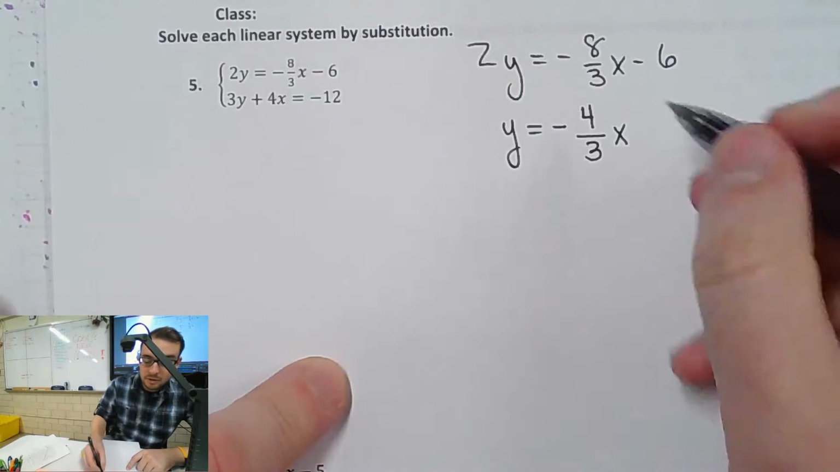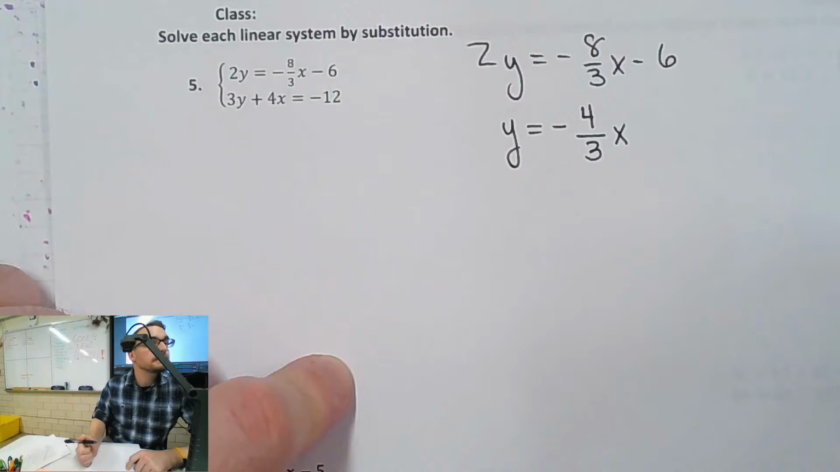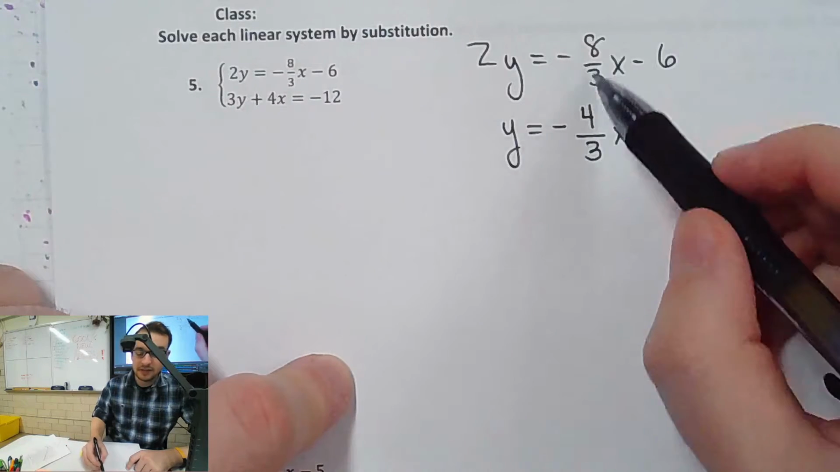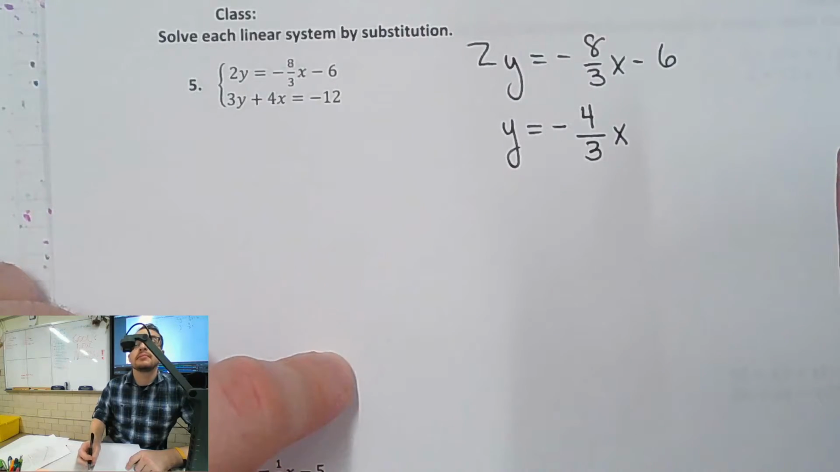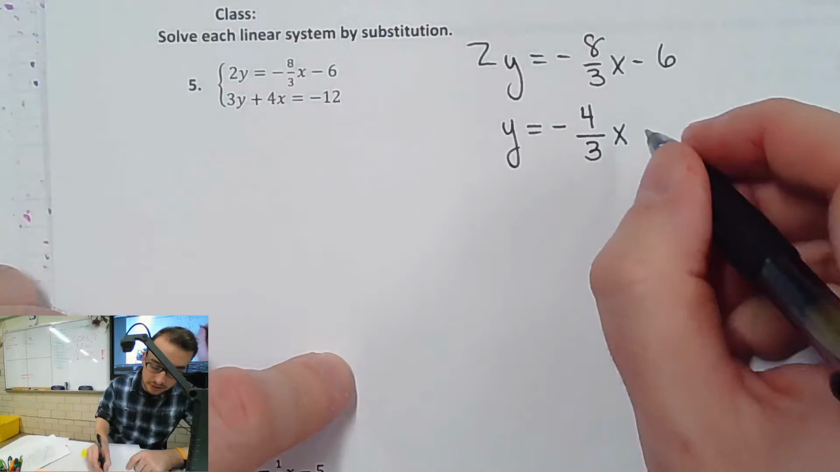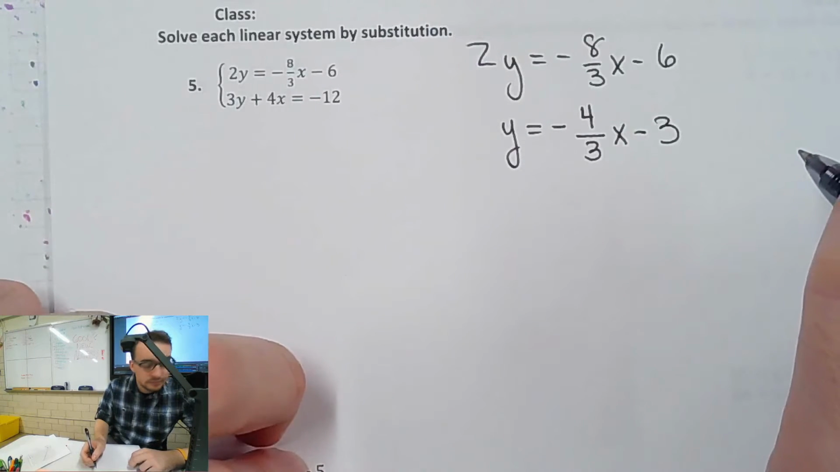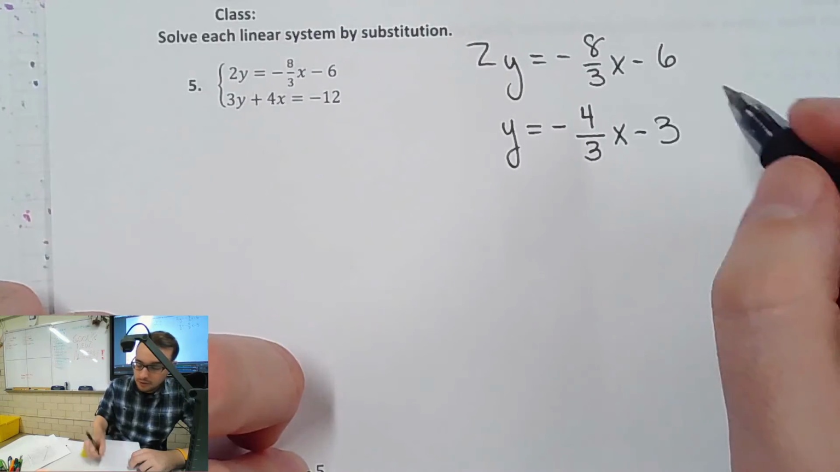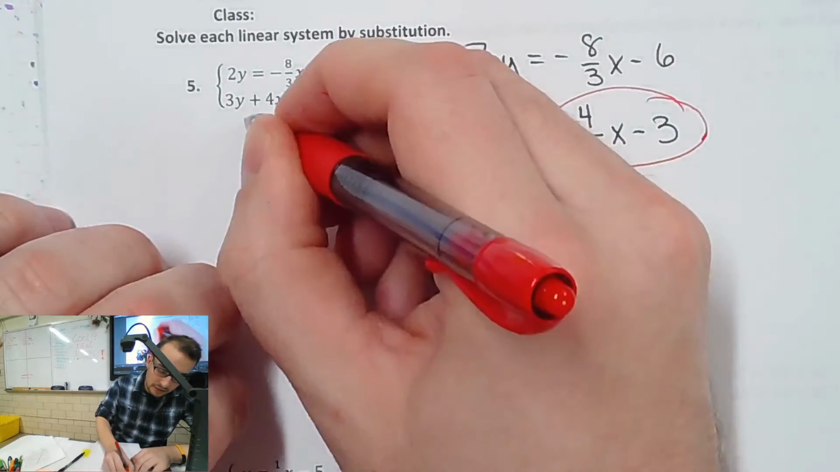You don't have to divide. You could do negative 8/6 if you want, but then it reduces. I have 8/3. We cut that in half. I've got 4/3 now, right? What's negative 6 divided by 2? Good call. So now we're going to take this. We're going to plug it in for y.